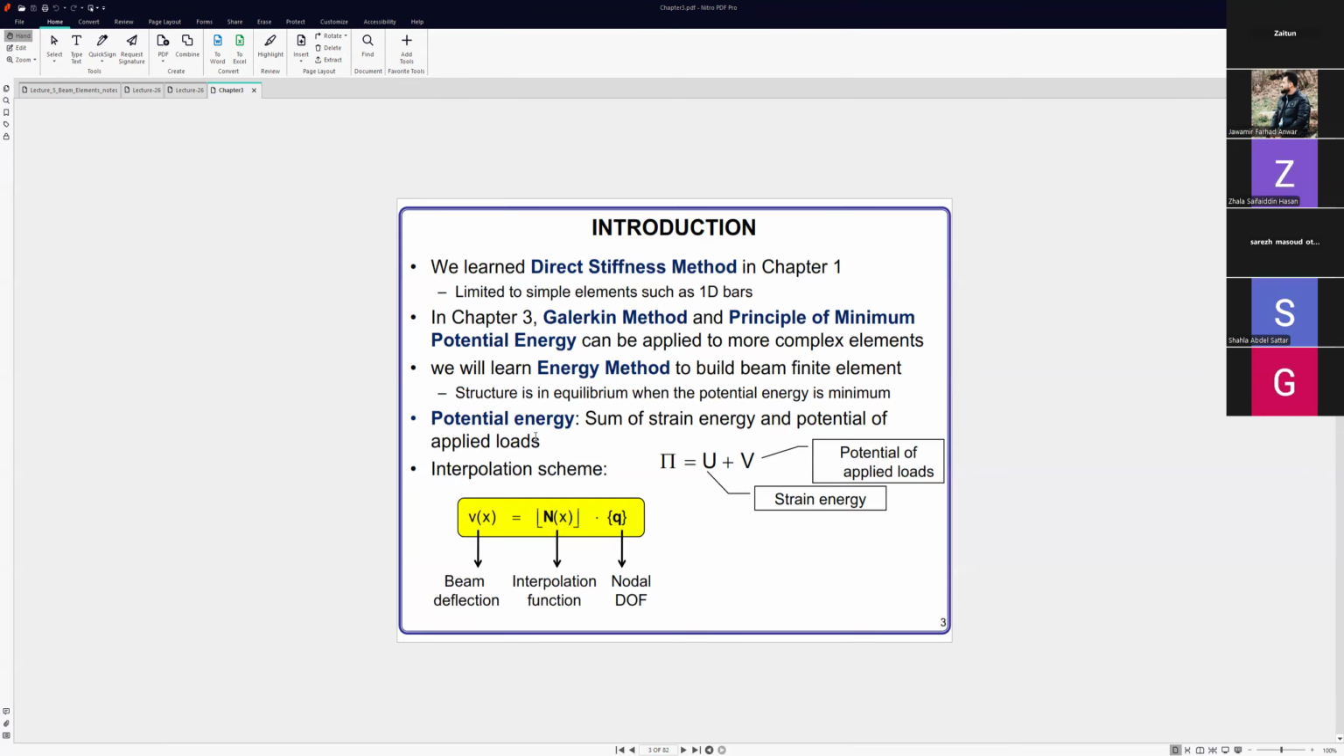Here, what is the meaning of potential energy? It is the sum of the strain energy, which is U, okay?